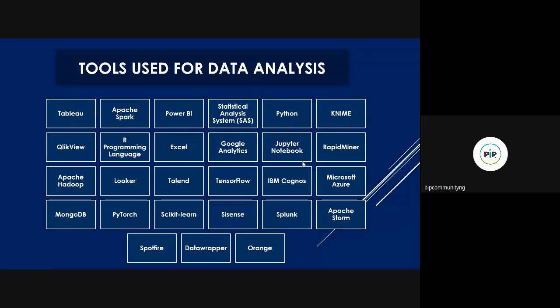All right, so we have Tableau, we have Apache Spark, we have Power BI, we have SAS, which is Statistical Analysis System, we have Python, we have KNIME, QlikView, R programming, Excel, Google Analytics, Jupyter Notebook, RapidMiner, Apache Hadoop, Looker, Talend, TensorFlow, IBM, Azure, MongoDB, PyTorch, scikit-learn, Splunk, Apache Storm, Spotfire, Datawrapper, and Orange.